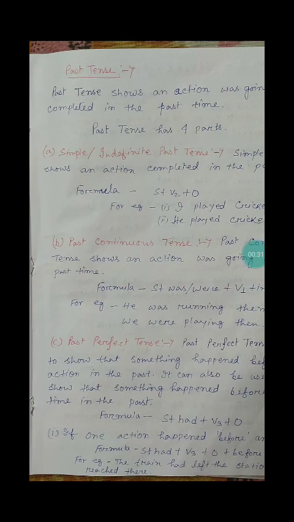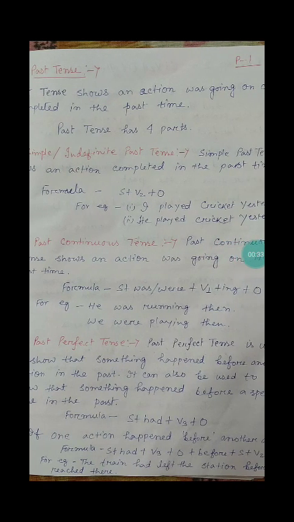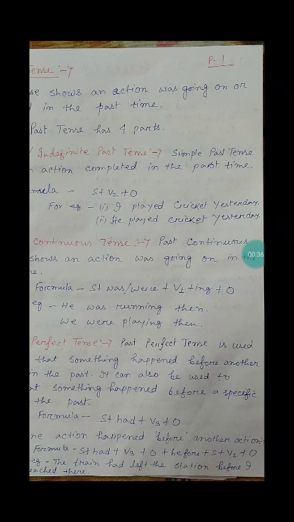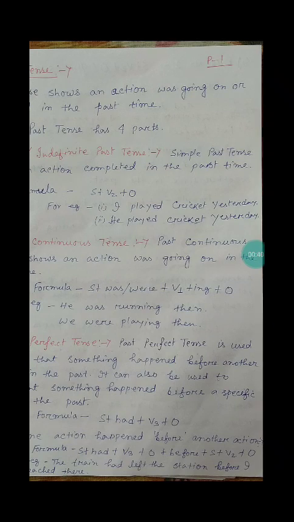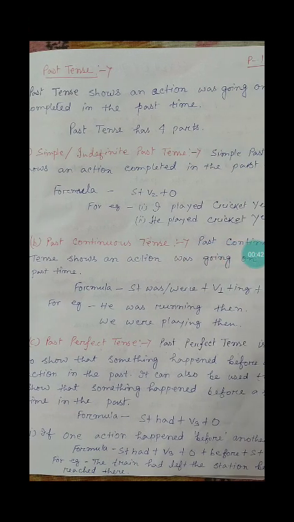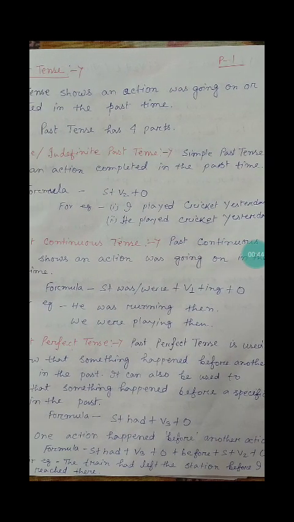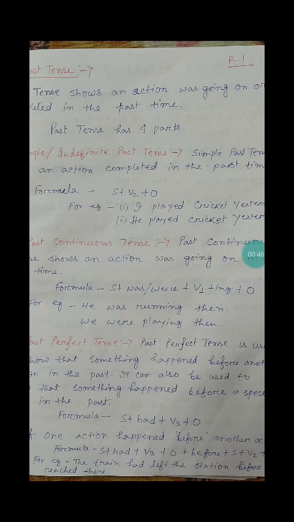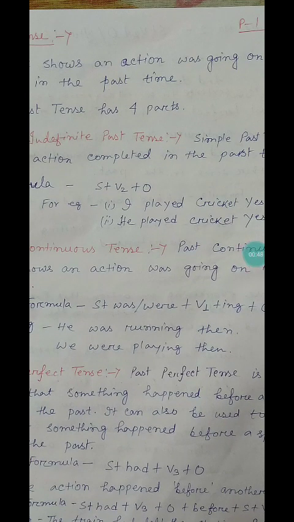Past tense has four parts. First, simple or indefinite past tense. You can call it simple past tense or past indefinite tense also. Simple past tense shows an action completed in the past time. So formula, you can see here the formula: subject plus verb 2 plus object. It is the formula of simple past tense.